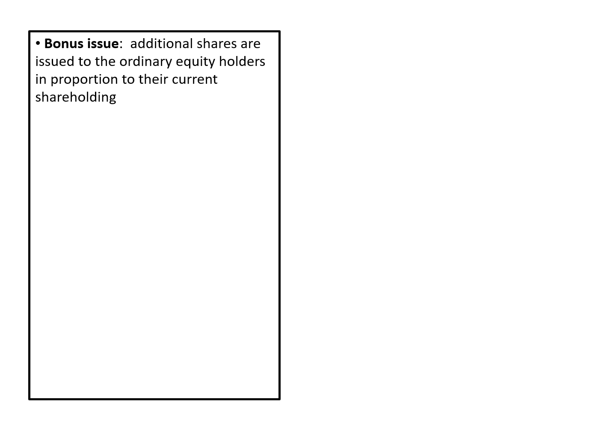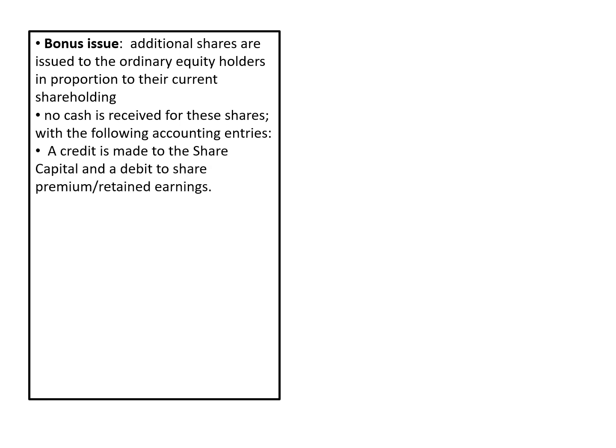In this slide, we will look at bonus issues. These are additional shares issued to the ordinary equity holders in proportion to their current shareholdings. With bonus shares, no cash is received for these shares, and we do the following accounting entries. A credit is made to the share capital and a debit to the share premium or retained earnings.